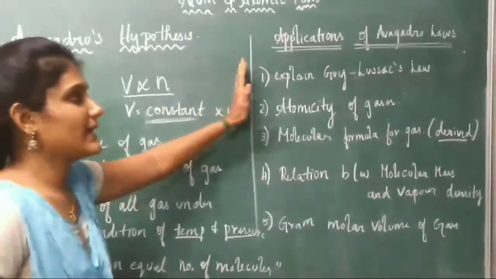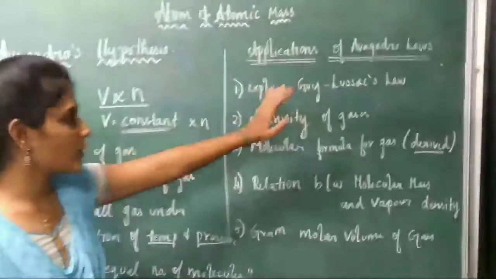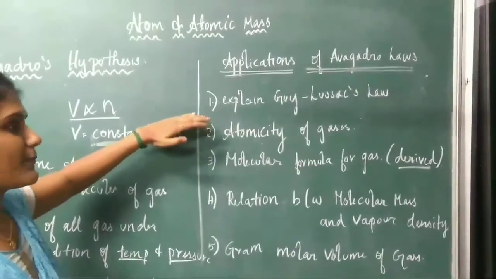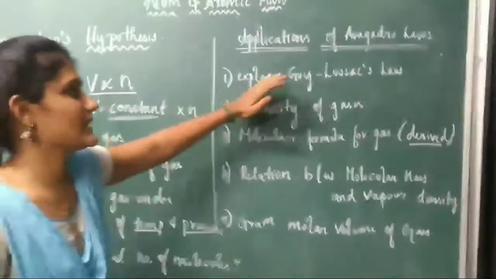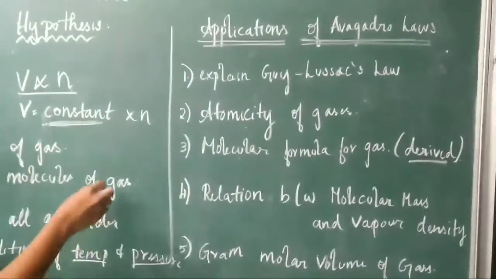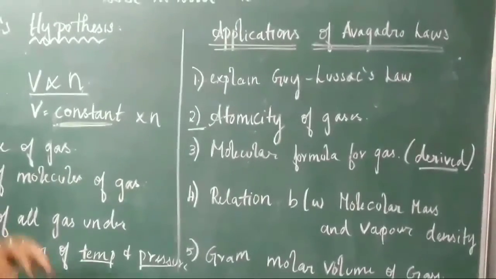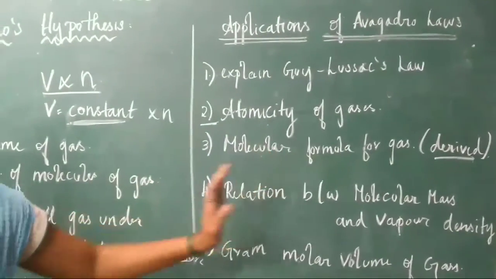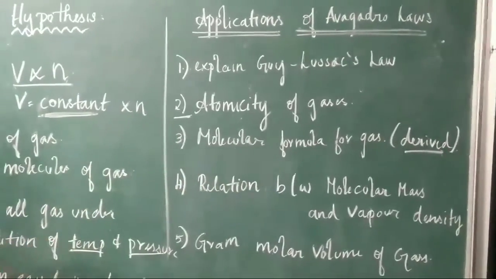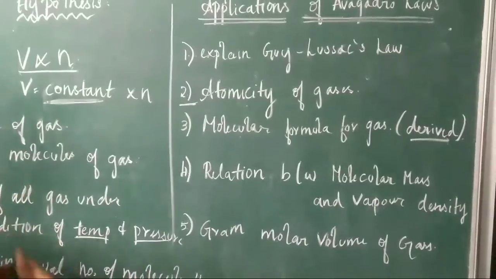Next we go to the applications: where Avogadro's law is applied. Applications of Avogadro's law. The first is that it explains Gay-Lussac's law. Next, it can determine the atomicity of gases. Then it can derive the molecular formula of a gas. Mostly Avogadro's law deals with gases only, the volume of gases and the number of gas molecules.